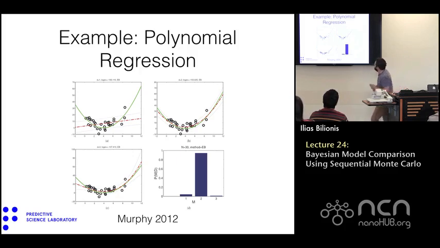Model 3 is what? This is Model 3. This is Model 1, 2, and 3. So Model 3 seems better than Model 1. Yeah, but it's more complicated. So that's why it has a smaller probability of being right.